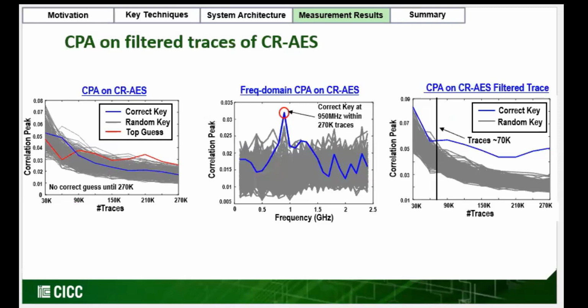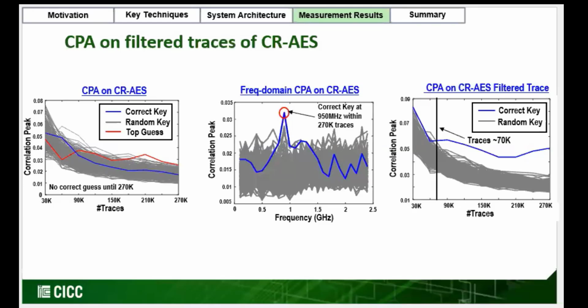When we carry out correlational power attack on clock randomized AES, it does not reveal any possible key bytes with 270K traces. However, if we convert them to frequency domain and carry out the same attack, we see that there is a peak of the correct key byte at 950 megahertz, even within 270K traces.